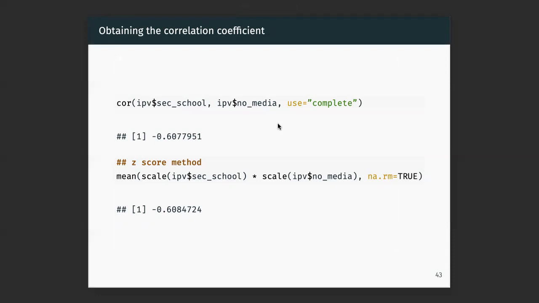The z-score method, you can see, will give us the same result, right? There's some rounding error differences, but I can multiply the z-scores by each other and take the average product of the z-scores to get the correlation coefficient, right? Don't worry too much about that.